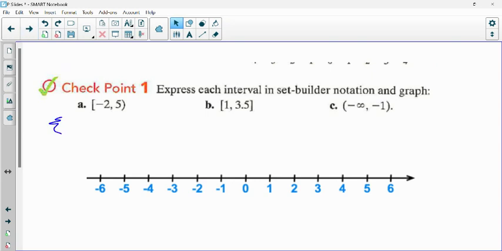Okay, so remember set builder notation. We start out with that curly bracket. We have the x telling us that we're talking about x's, and we do that vertical bar, which means "such that." That is just the way it is.